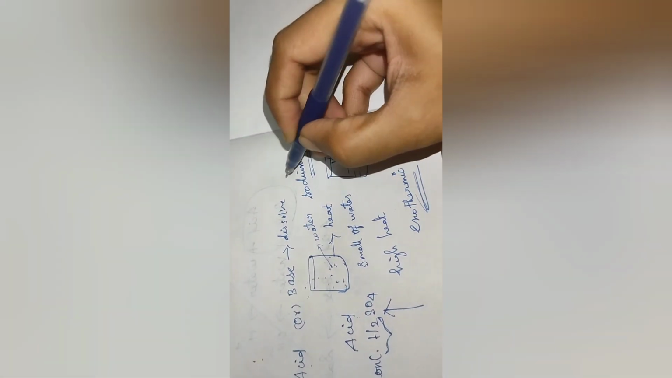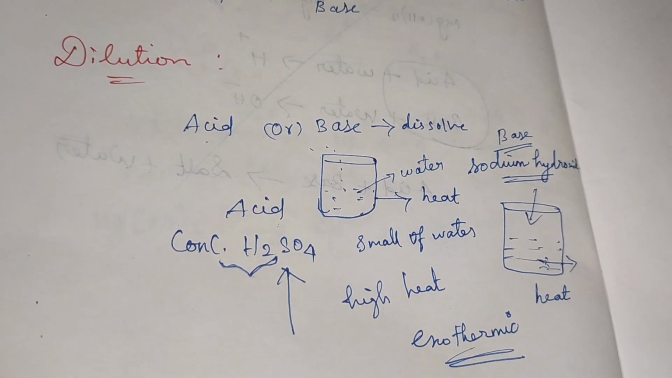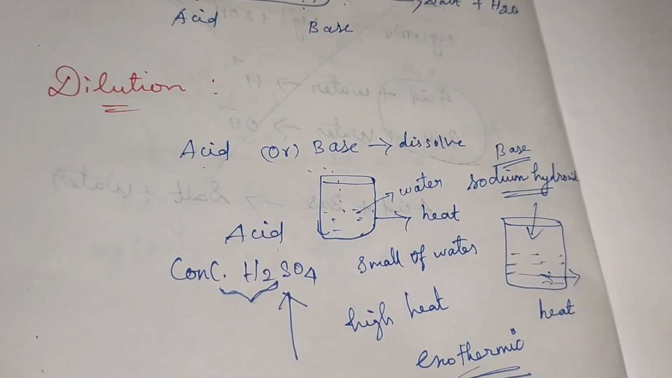So when an acid or base is reacting with water, an exothermic reaction is happening there. So you have to add it very carefully, otherwise the mixture will splash out and cause burns. So you have to take care. And this process is known as dilution of acid or base.